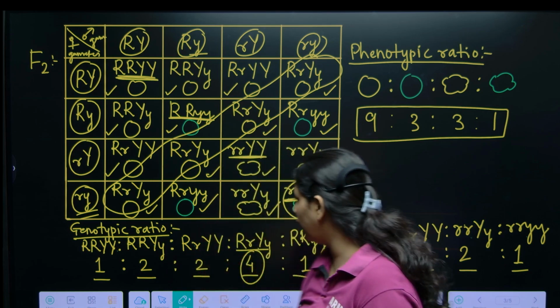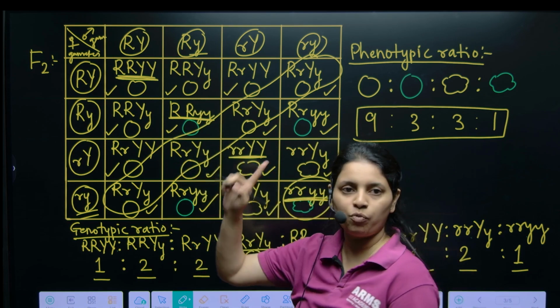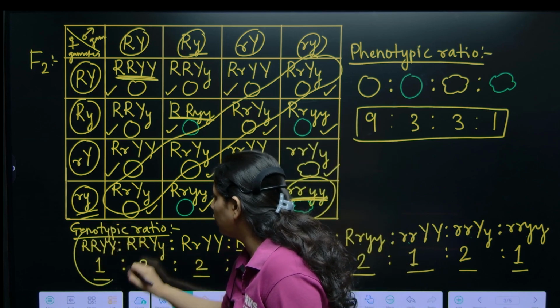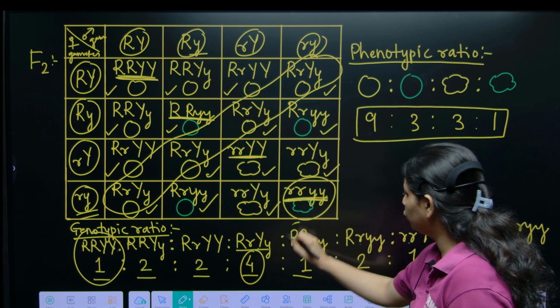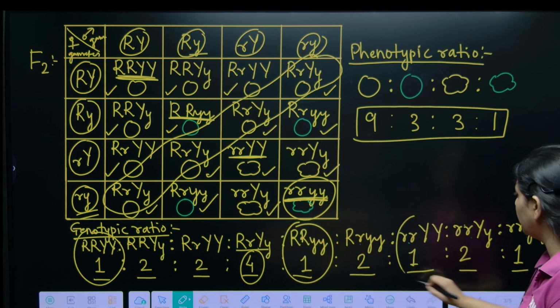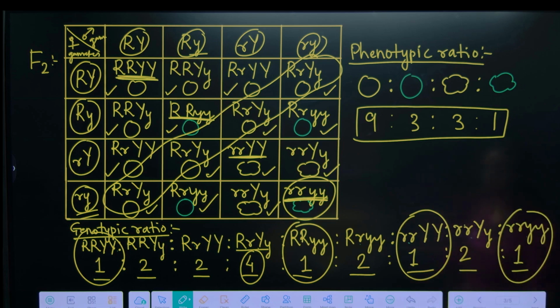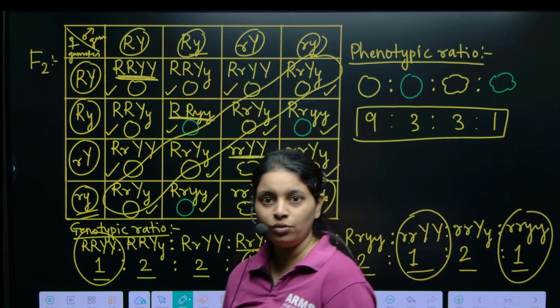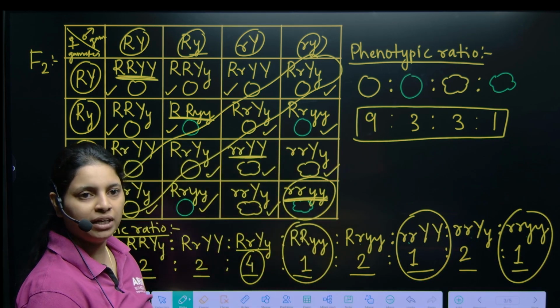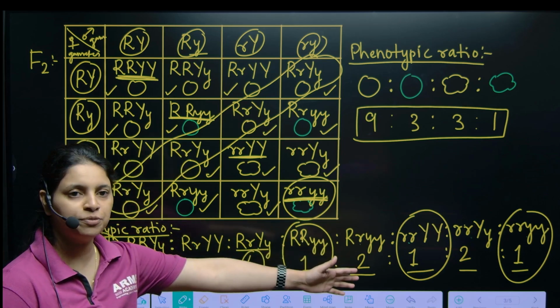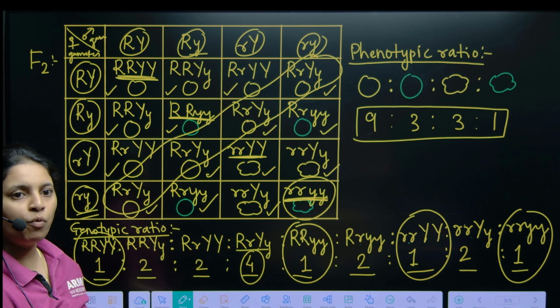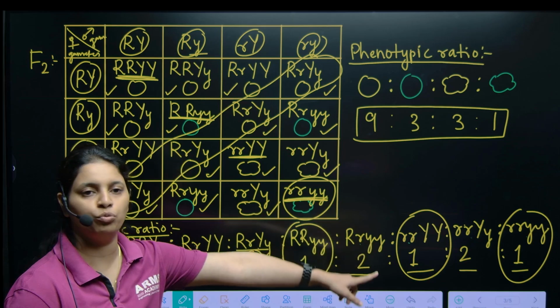So you can see each is like 1, 1, 1. Homozygous for both 1. Homozygous for both 1. And this last 1. So this is how you can easily remember. Now what is remaining? We are done with all the ones. We are done with this 4. Now what is remaining? Only 2, 2, 2, 2. So easy.